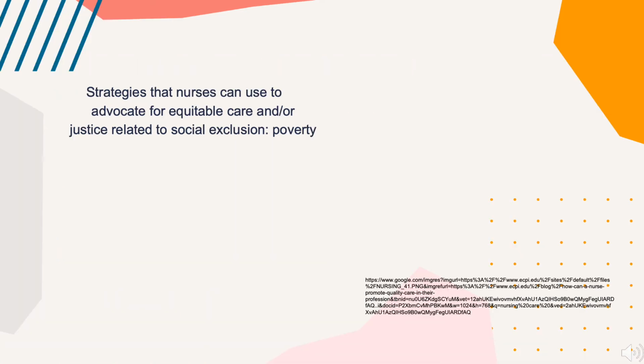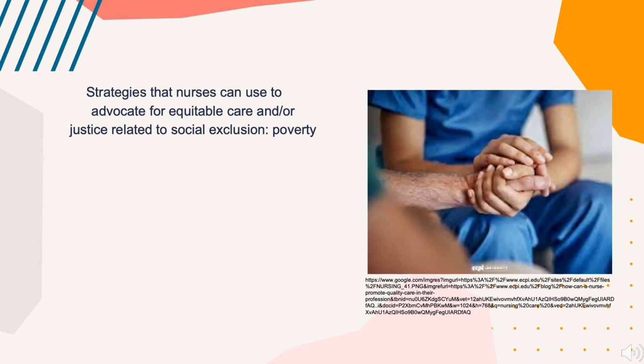Some strategies that nurses can use to advocate for equitable care and justice related to social exclusion around poverty include providing equitable, inclusive care, advocating for our patients, and understanding that their situations might not be optimal for their current health status. As nurses, it is our duty to advocate and aid our patients. We can ensure people suffering from poverty are provided with equitable care and promote social inclusion, especially in their health decisions, ensuring we provide patient-centered care by giving patients the education they need to make informed decisions.